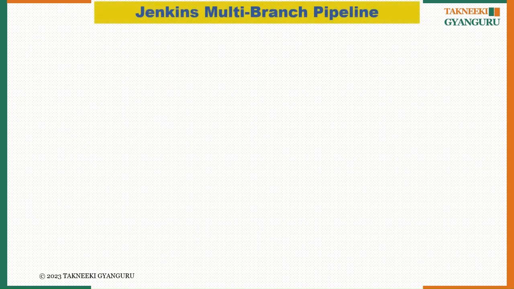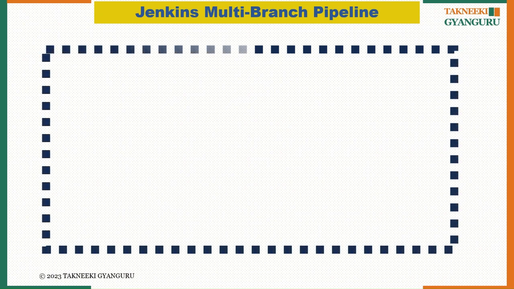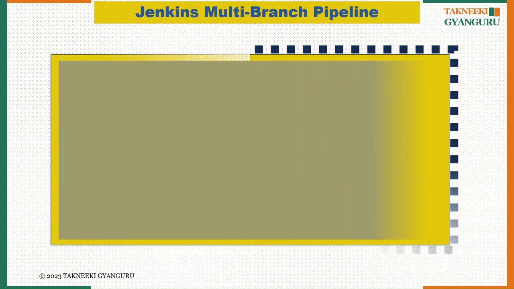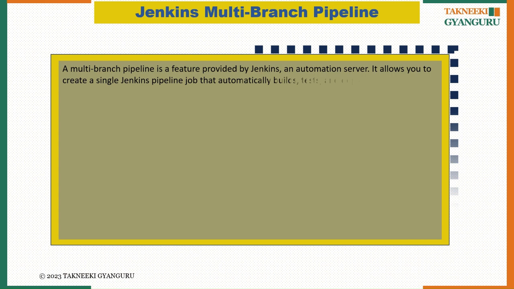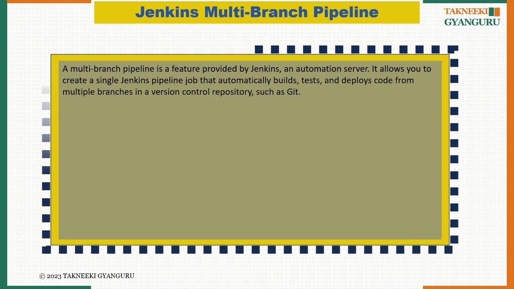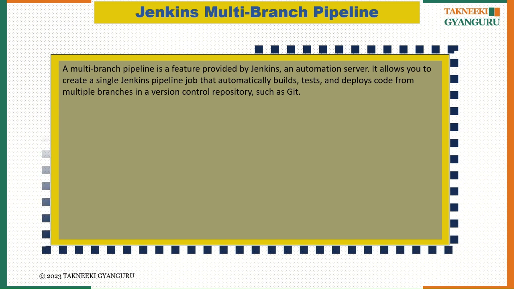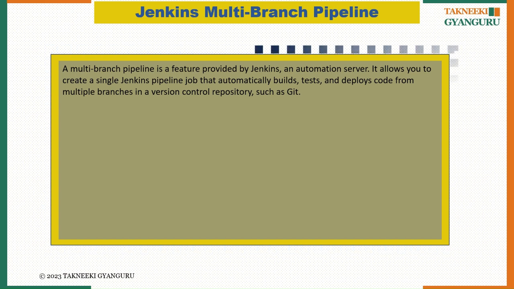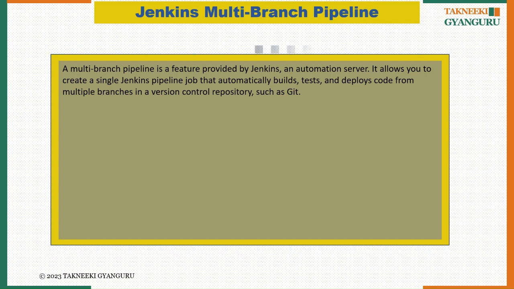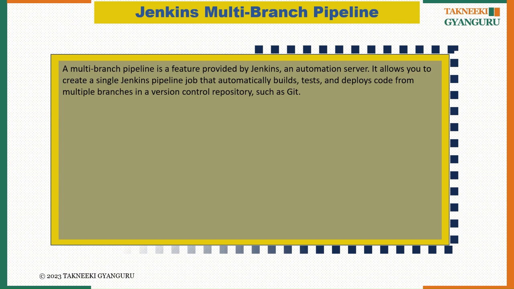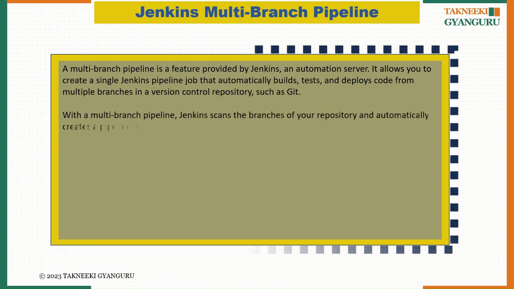In today's video, we'll understand what is multi-branch pipeline in Jenkins, and also we'll see some demo on this. So let's understand what is multi-branch pipeline. The multi-branch pipeline is a feature provided by Jenkins. It allows us to create a single Jenkins pipeline job that automatically builds, tests, and deploys code from multiple branches in a version control repository such as Git.